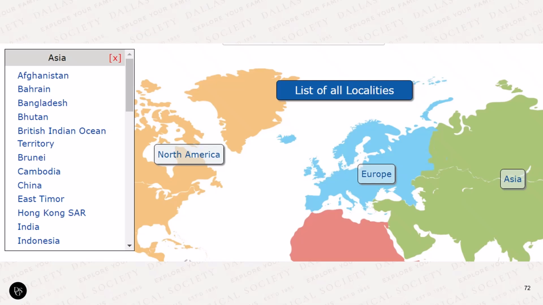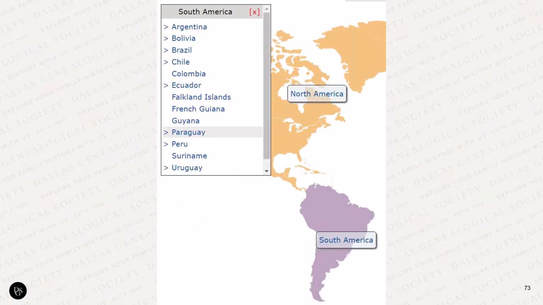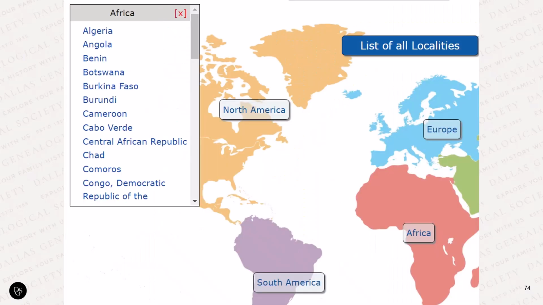So as you click on a particular area, so for example, if I clicked on that green Asian mass, it's going to list all of the countries there. And I can go down the list and pick which country in particular I'm interested in studying. If I click on South America, then again, I'm going to get a list of countries there, which I can drill down to and read about how to do research there. And there's Africa.